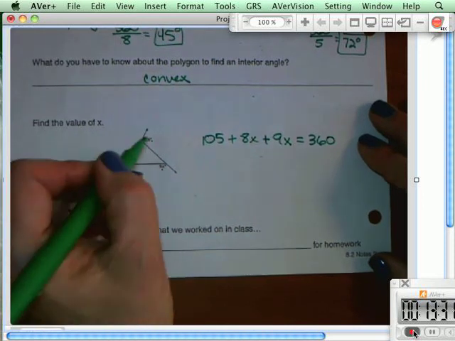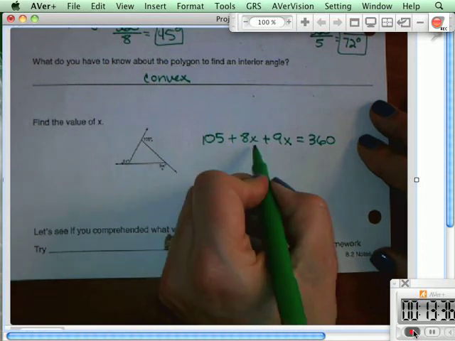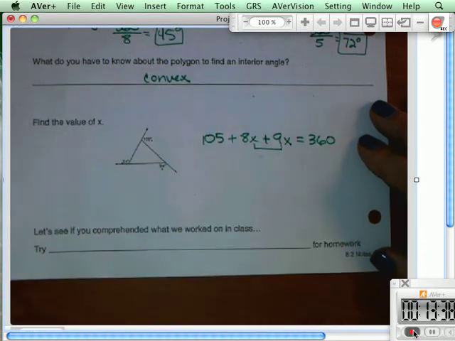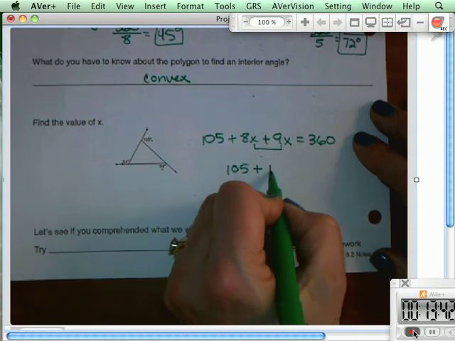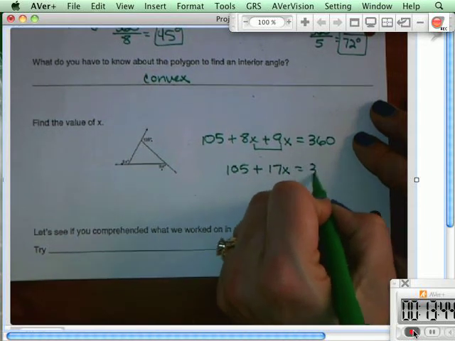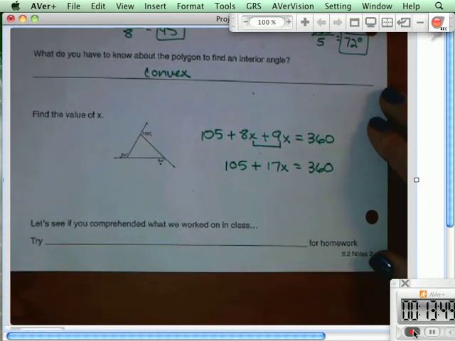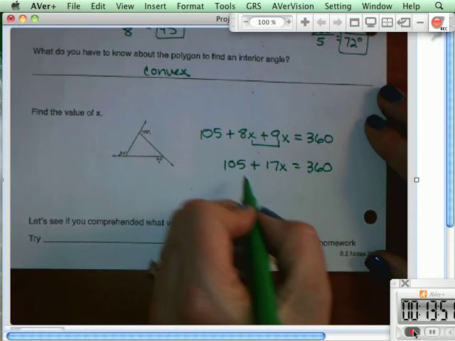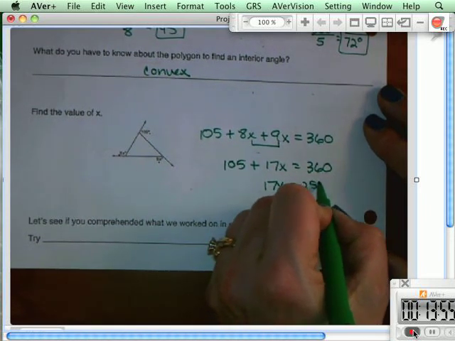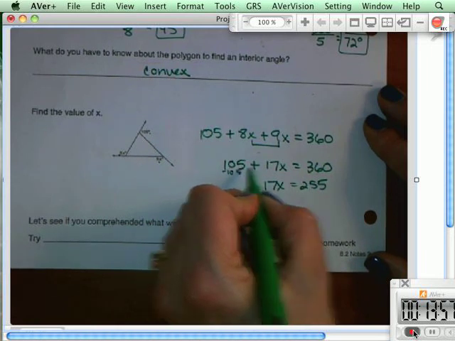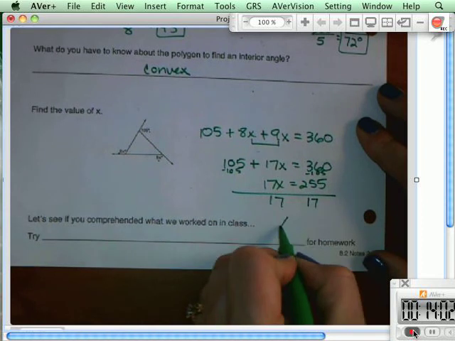I'm adding up the 3 exterior angles. I combine these two because they're on the same side of the equal sign. I can do that. I have 105 plus 17x total equals 360. Subtract 105, you get 17x equals 255. And then you divide by 17. x equals 15.